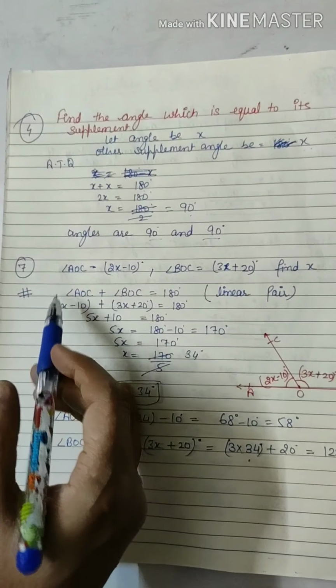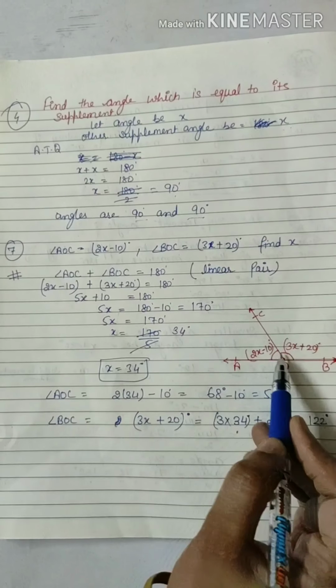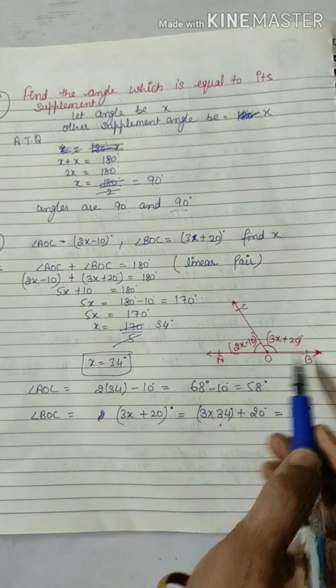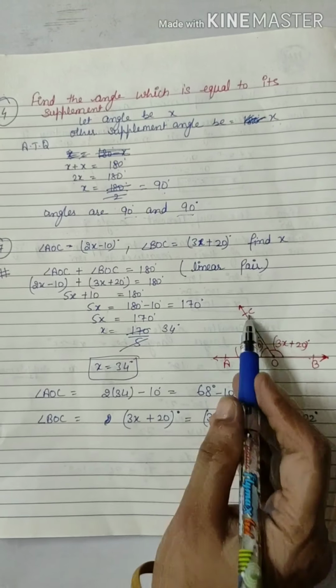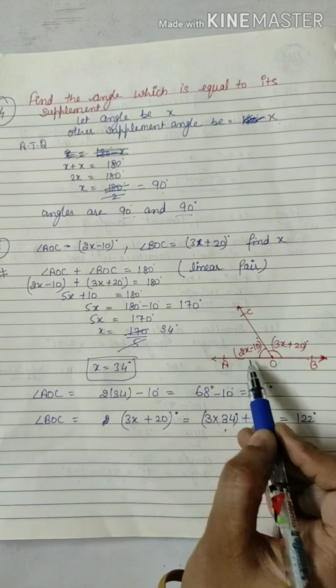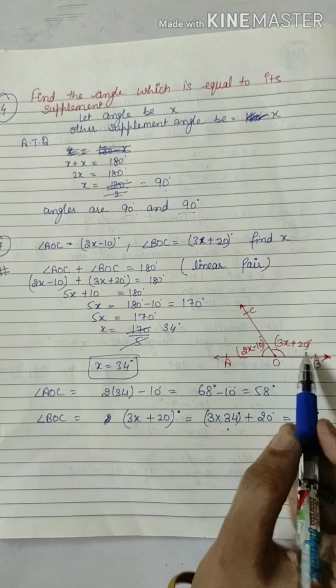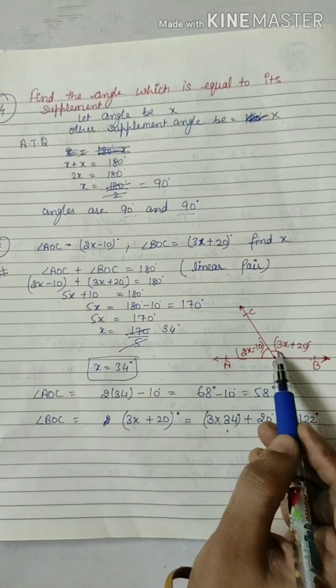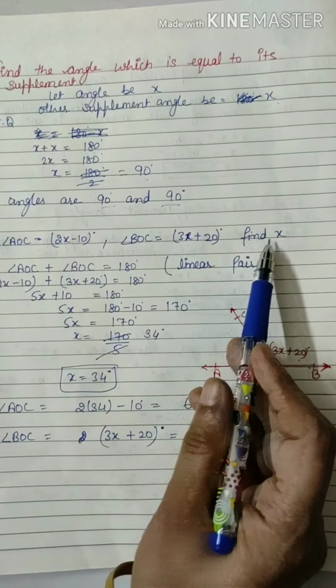Question number 7. In this question, figure is given. This is our figure. AOC and BOC. AOC is given 2x minus 10 degree and BOC is 3x plus 20. We need to find the x.